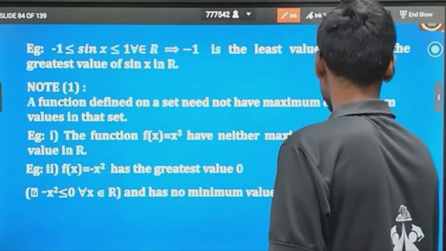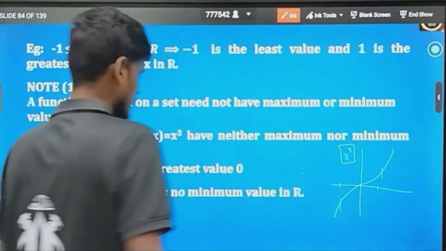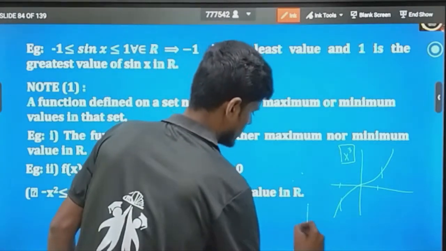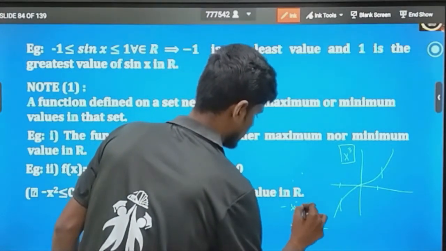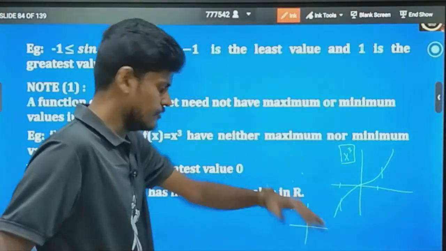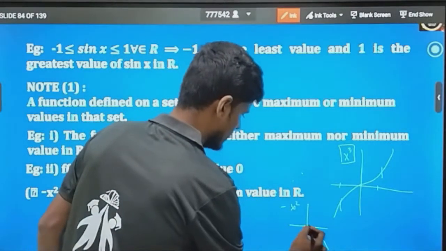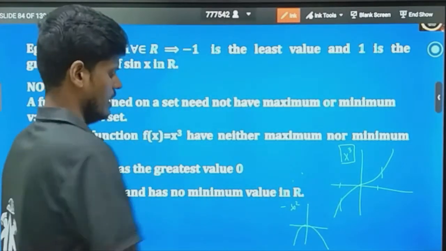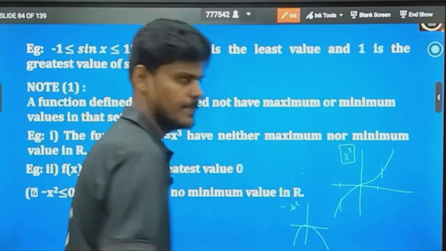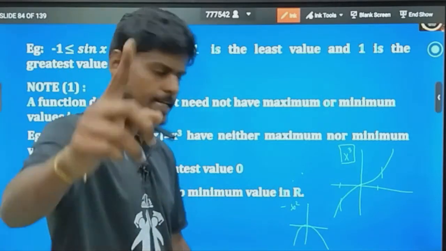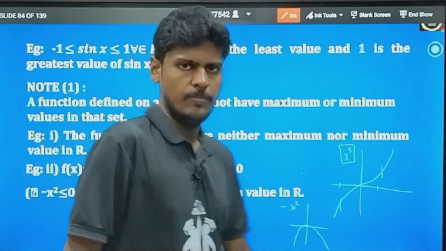This is f of x equal to x cube. The graph of f of x equal to -x square will be just the reverse, the mirror of the x square graph in the x axis. That will be like this. Again, does this graph have any minimum value? No, it tends to -infinity, but it has a maximum value, that is 0.